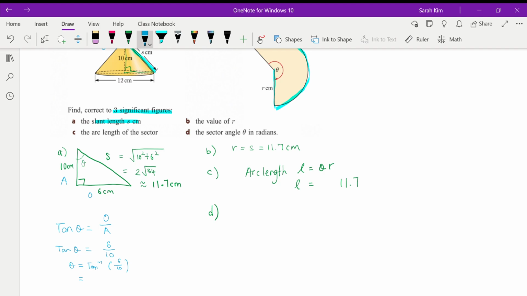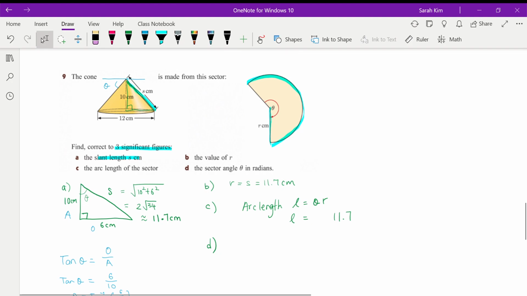So my answer's in radians. I don't know if I want it in radians. I might change it to degrees. So I get 30.9 or 31.0 degrees. Or in radians it was 0.54 radians. Arc length of the sector. Surely there's a way to figure this out.